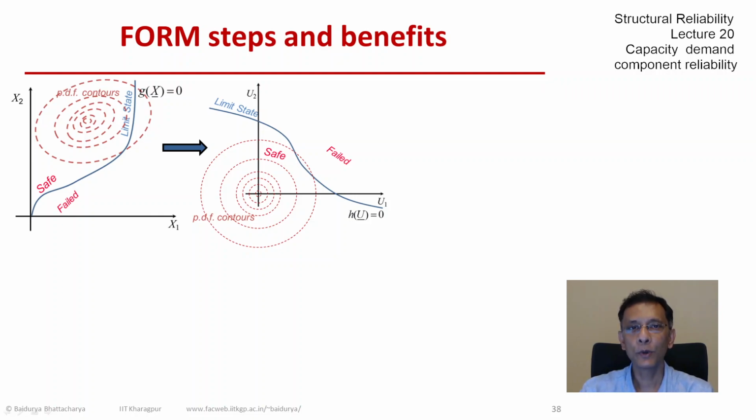We have answered both questions that we started with. The first one was where to map from the basic variables, and the answer is onto the space of independent standard normal variables. And how to map, there is no single answer. There are various possible maps.